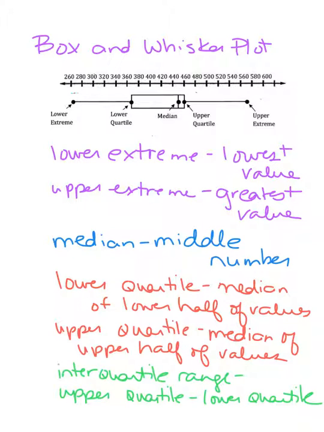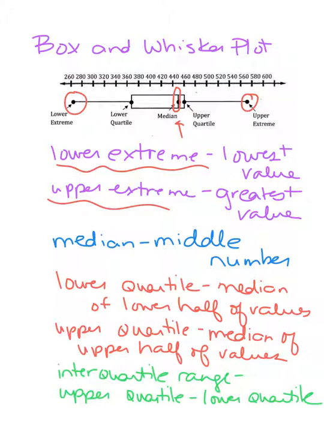In identifying the parts of our box and whisker plot, our lower extreme is the lowest value, so that appears right there. Our upper extreme is our greatest value, which is right there. Our median is our middle number, so we put our values in numerical order like we have in the past, and the middle number is our median. That's the center line in this box right here.